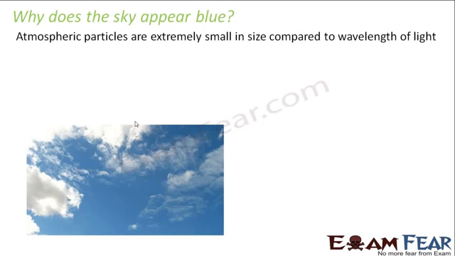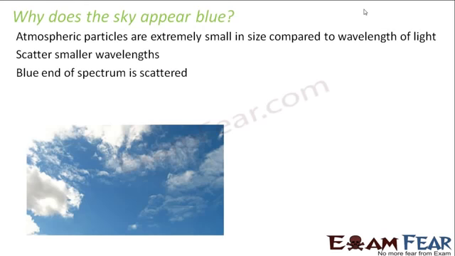Now, if you look at the spectrum of white light, you would see that the red end of the spectrum, that is red, orange, yellow, has comparatively larger wavelength as compared to the blue end of the spectrum, that is violet, indigo, blue. So that end of the spectrum has smaller wavelength. Therefore, these small particles of the atmosphere scatter smaller wavelengths. So they scatter the blue end of the spectrum, and the red end of the spectrum is not scattered. As a result, the sky appears blue because the factor responsible for the blue color of the sky is the small size of atmospheric particles.